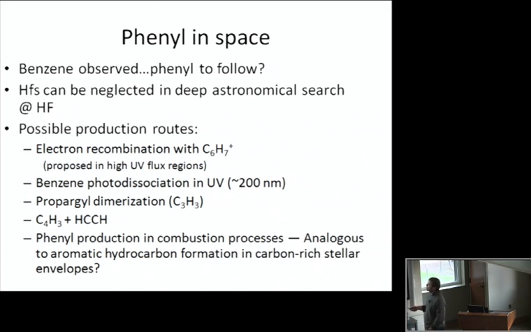A variety of routes have been formed, depending, of course, on what part of the space you'd look or expect to find it. Everything from electron recombination with protonated benzene, benzene photodissociation in the ultraviolet, propargyl dimerization, reaction of C4H3 with acetylene, and of course, phenyl production and combustion processes has been pointed out is analogous to aromatic hydrocarbon formation in carbon-rich stellar envelopes.